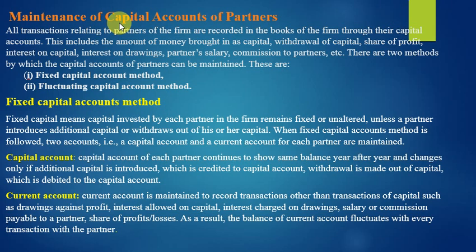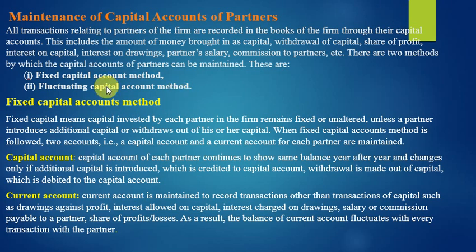So look at the slide, it says maintenance of capital account of partners. All transactions related to partners of the firm are recorded in the books of the firm through their capital accounts. This includes the amount of money brought in as capital, withdrawal of capital, share of profit, interest on capital, interest on drawings, partners' salary, commission to partners, etc. There are two methods by which the capital account of partners can be maintained. These are number one, fixed capital account method, number two, fluctuating capital account method.